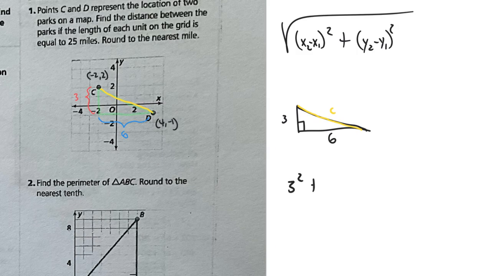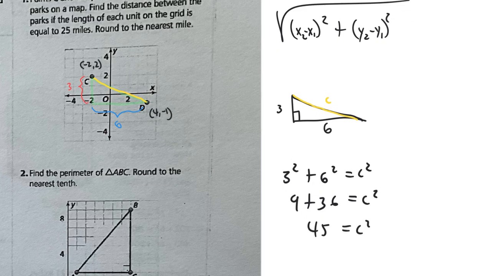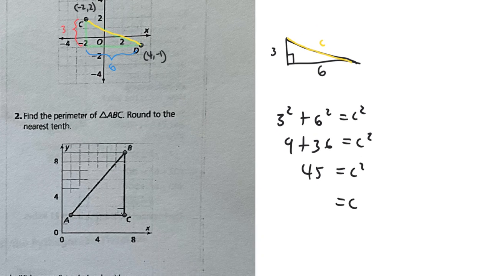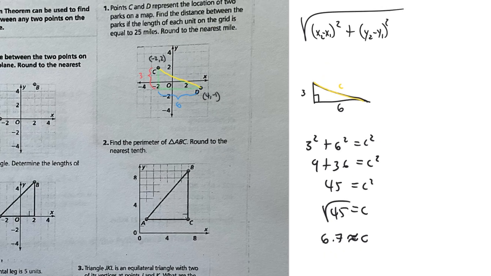So we could call that C. That's going to be 3 squared plus 6 squared equals C squared. 9 plus 36 equals C squared. And then, of course, 45 equals C squared, taking the square root of both sides would, in the calculator, give us approximately 6.7. I'll use these fancy squiggly lines for approximately.